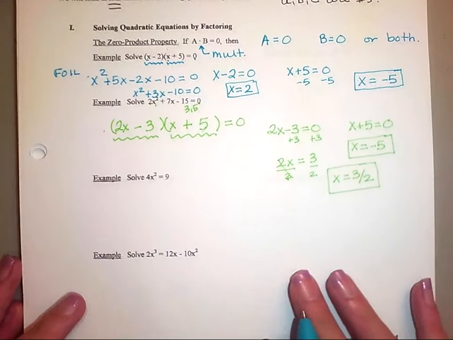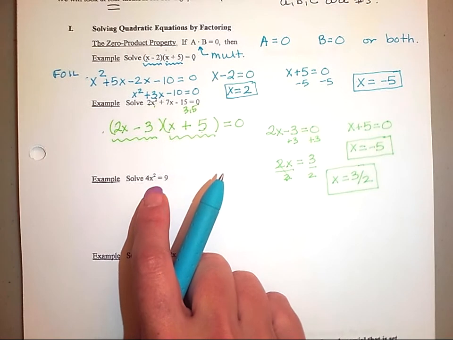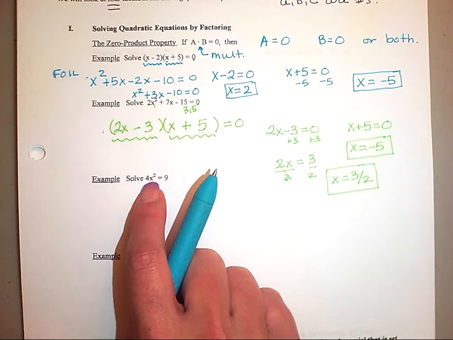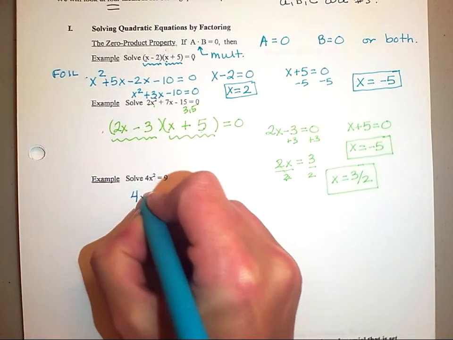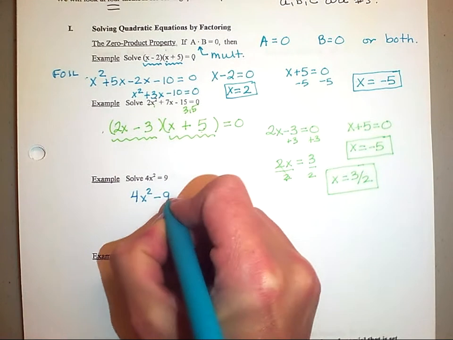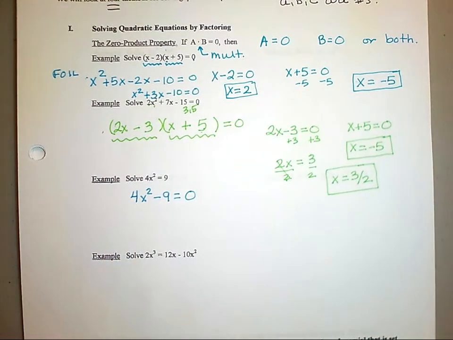Okay. Now let's do this next one. Okay. I do have a quadratic. I could set this equal to 0. That means I would have to take 4x squared and subtract 9 from both sides.